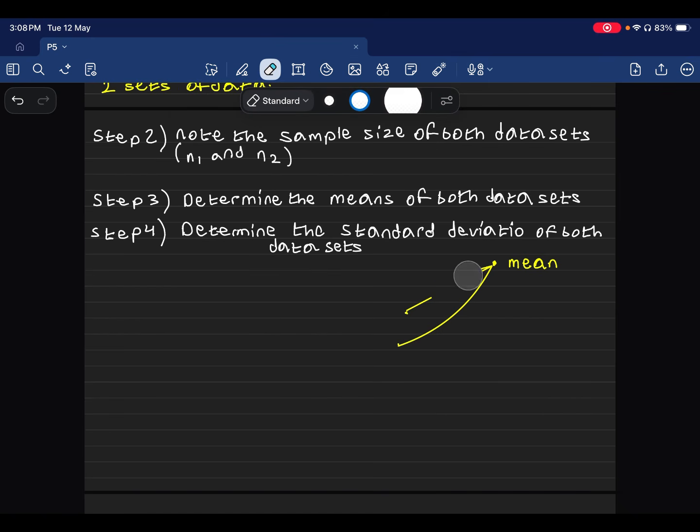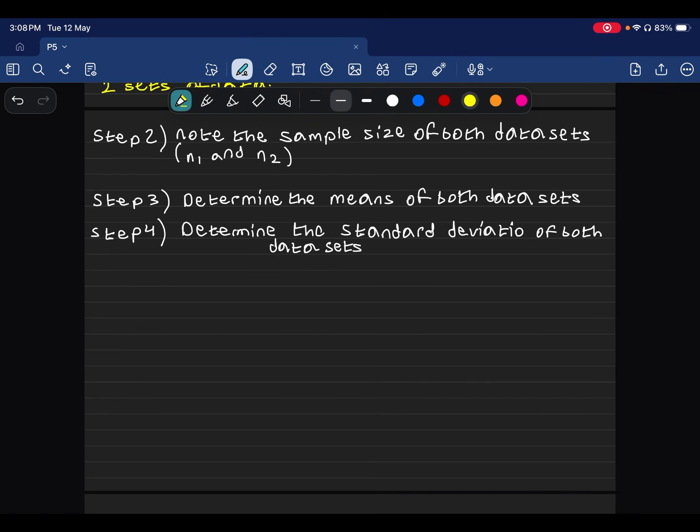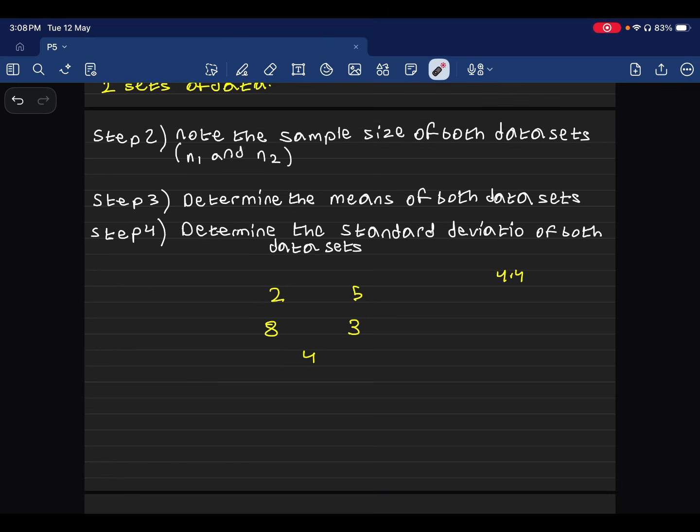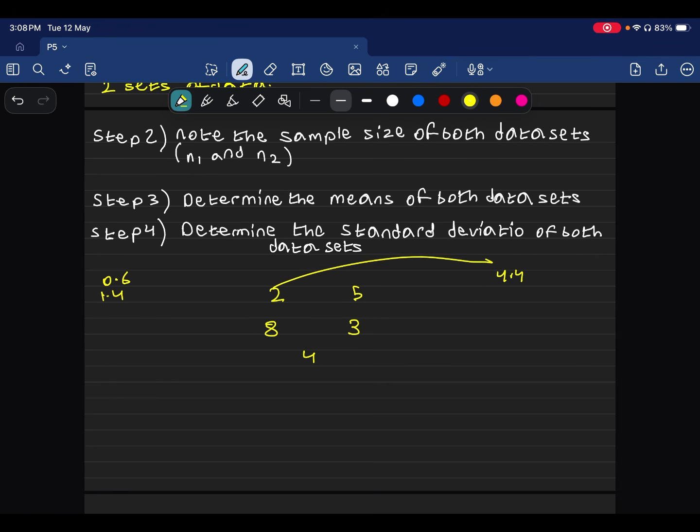So if we take real numbers, let's say we have the numbers 2, 5, 8, and then 3, and then 4. 2 plus 5 is 7, 7 plus 3 is 10, 18, 22. What's 22 divided by 5? Let me just pick up a calculator. 22 divided by 5 is 4.4. Now, if I ask you, what's the difference between 5 and 4.4? You would say 0.6. What's the difference between 3 and 4.4? 1.4. What's the difference between 2 and 4.4? 2.4. You get the pattern?